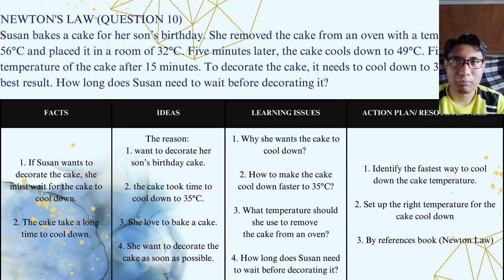The learning issues: why does she want to cool down the cake? Second, how to make the cake cool down faster to 35 degrees? Third, what temperature should she use to remove the cake from the oven? And fourth, how long does Susan need to wait before decorating it? Okay, the action plan. First, identify the fastest way to cool down the cake temperature. Second, set up the right temperature for the cake to cool down. And third, by reference book Newton's Law.